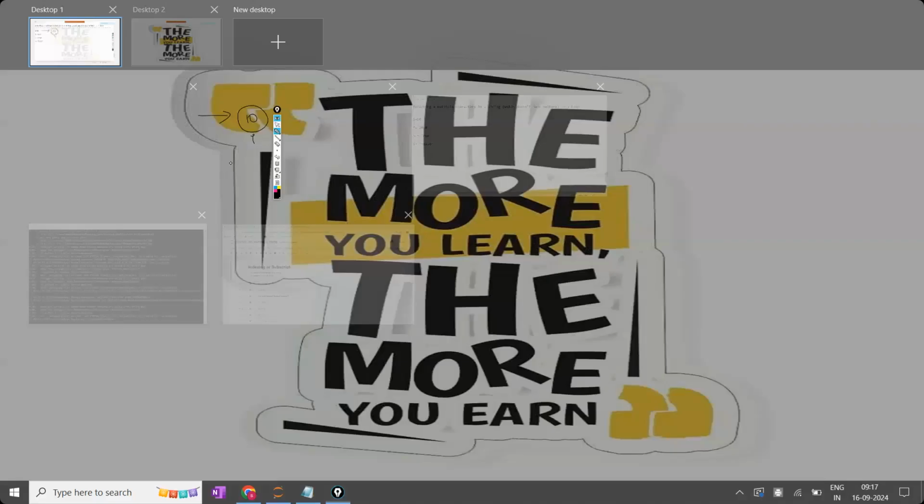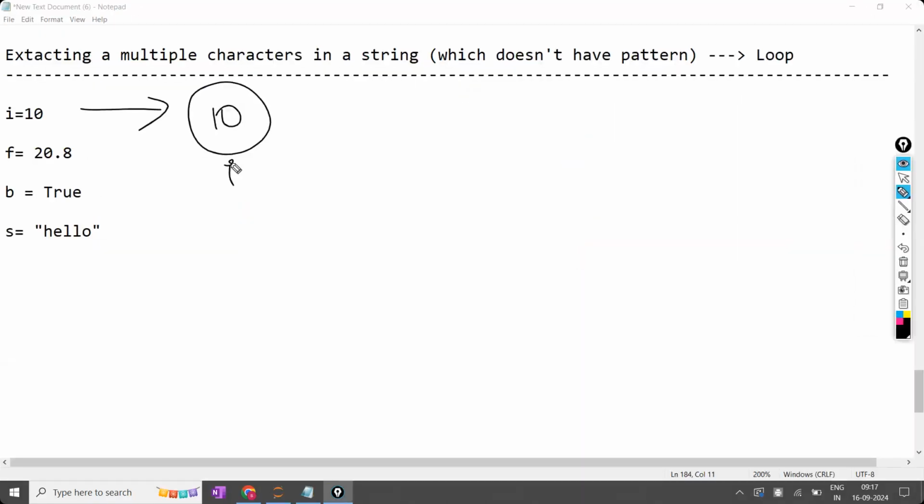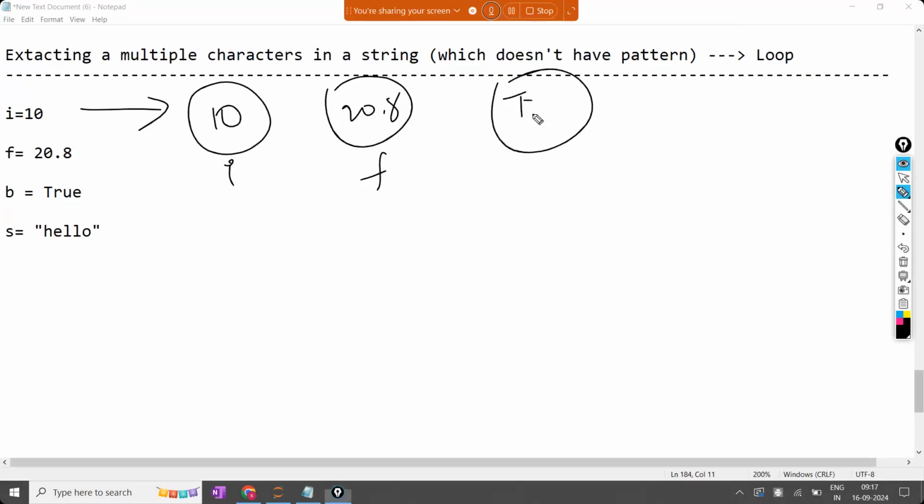Now f = 20.8. So 20.8 with f is created like that. Next one is created with True with b. Obviously, hello will also be created in the same way, no sir? No. Here is the only difference.